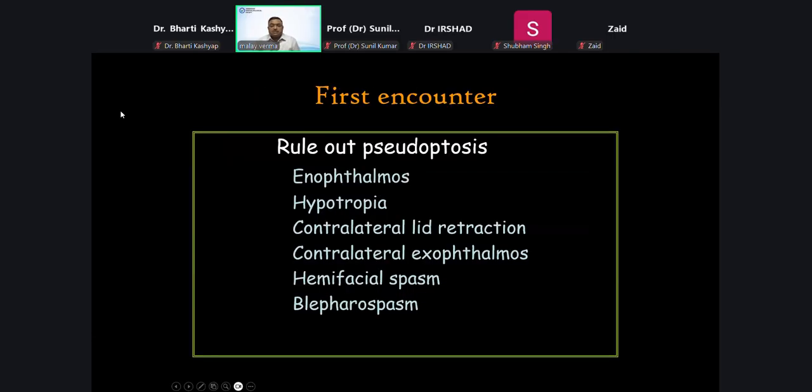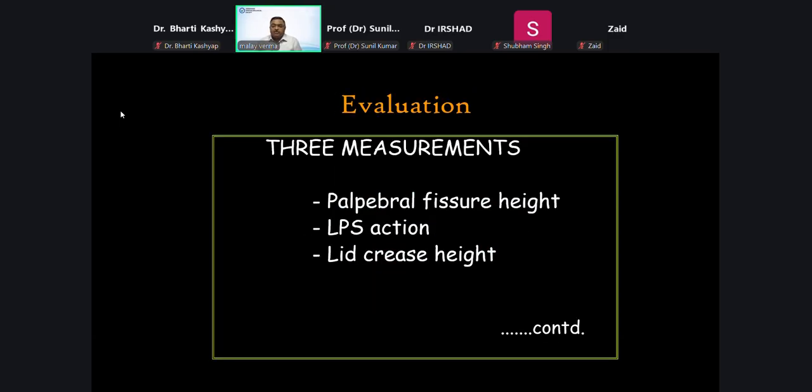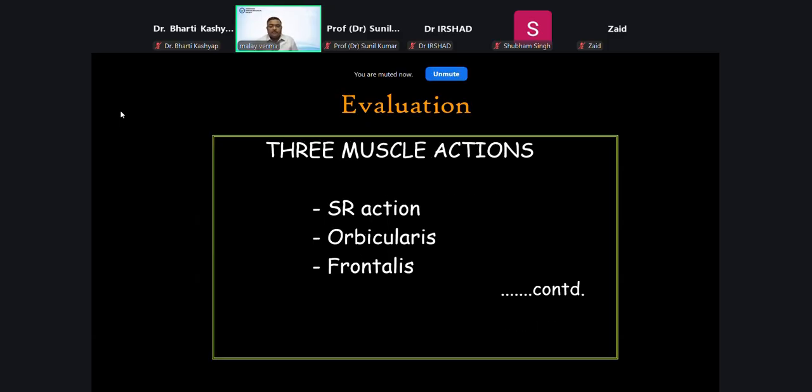So pseudoptosis is seen in enophthalmos of the same eye or a hypotropia of the same eye, or otherwise lid retraction or proptosis of the other eye. In cases of hemifacial spasm also, there will be a pseudoptosis. So first, for evaluation, we need to keep in mind three measurements. One is the palpebral fissure height, second is the LPS action, and third is the lid crease height.